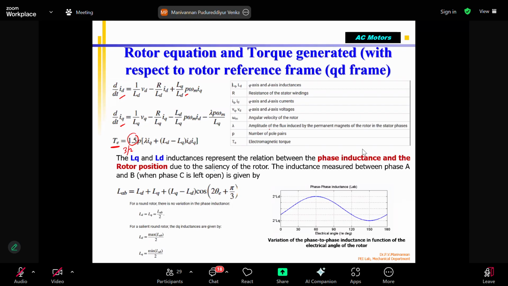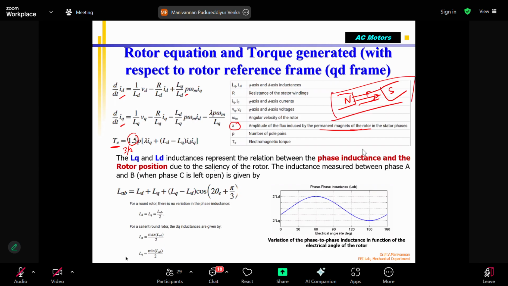Lambda is the amplitude of the magnetic flux induced by the permanent magnet, the rotor, in the stator phases. This is the magnetic flux amplitude which is generated, induced by the rotor magnet. The rotor is rotating, and that magnetic flux is cut by the stator winding. The stator winding is stationary. Please note that according to Faraday's law, whether the magnetic flux is changing or the wire is moving, you have constant magnetic flux, north and south. Many times I told you, the magnet is not moving, it is fixed.